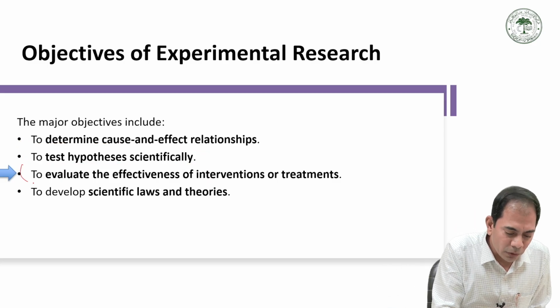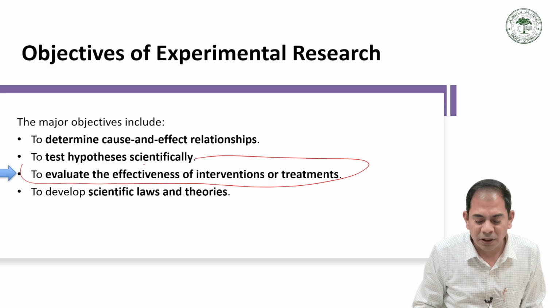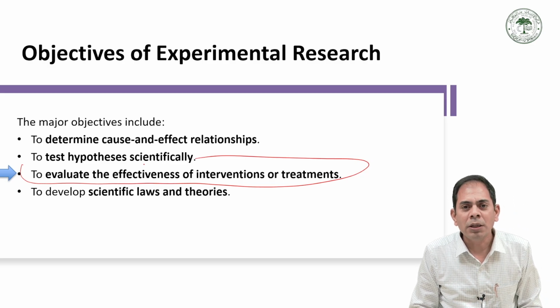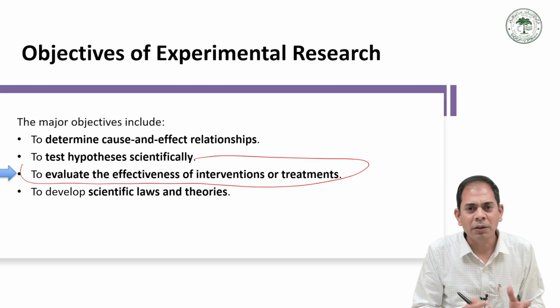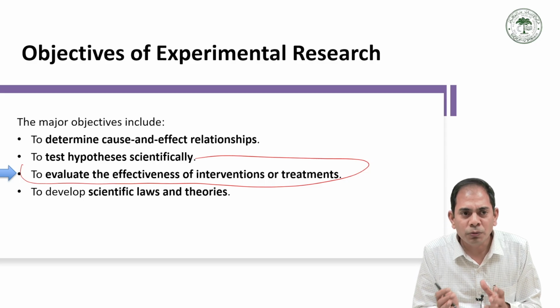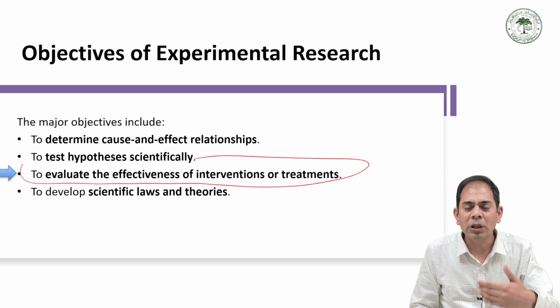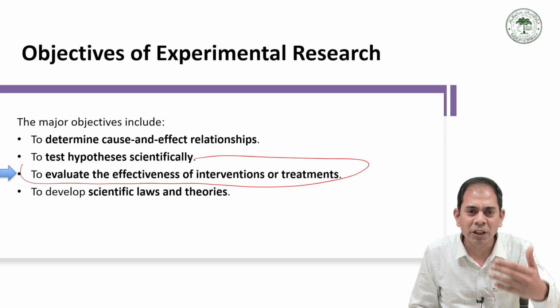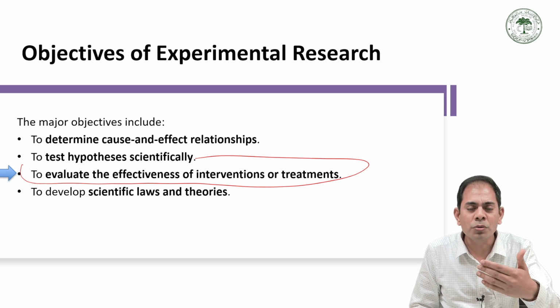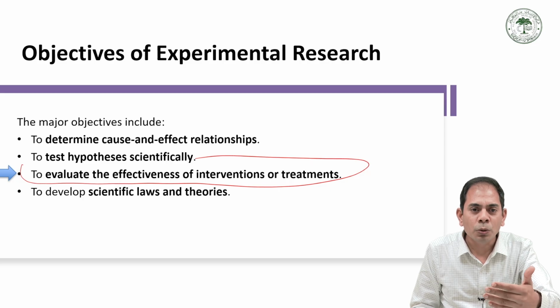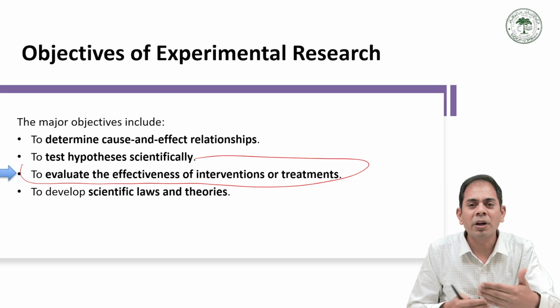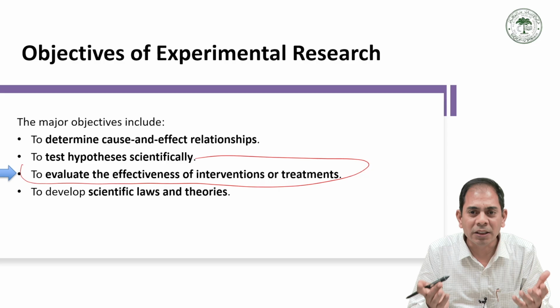Next is to evaluate the effectiveness of an intervention and treatment. Sometimes we have different types of treatment, sometimes different types of experiments, to find out the effectiveness of it. For example, if you go for an aerobic training program with heat therapy to reduce the body weight of obese populations, through this process we try to find out whether the effectiveness exists or not.